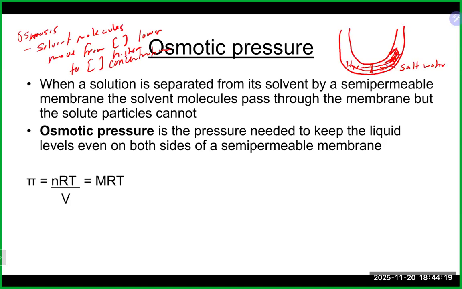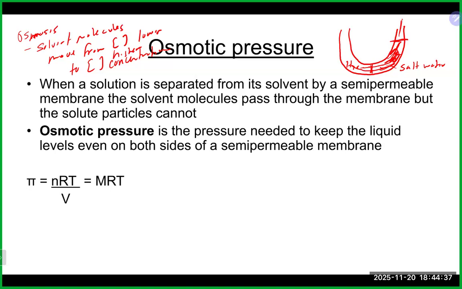And they'll continue to flow until the slide changes, or until the atmospheric pressure pushing down on it will stop the flow of additional water molecules. And that is what's known as osmotic pressure. It will stop that flow of molecules coming across that membrane.